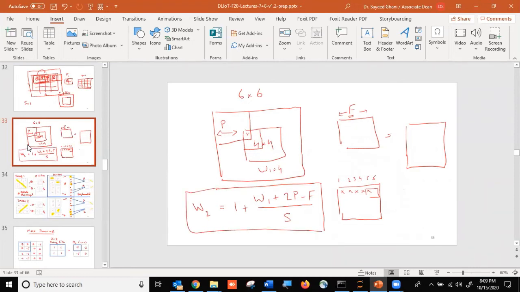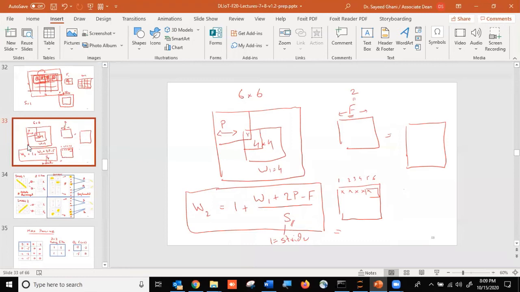So if you had an original image of 4x4 and you're adding a padding of size 1, and you have a filter of size 2, what does this number come out to be? And your stride is of size 1. This is the stride. In other words, you're shifting 1 every time.